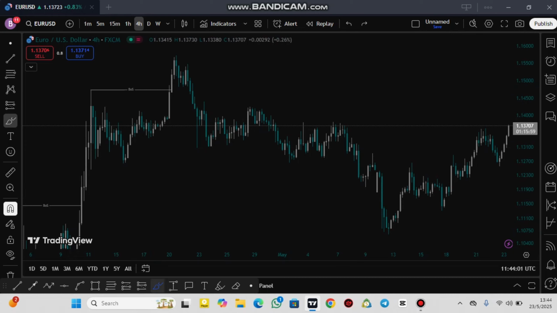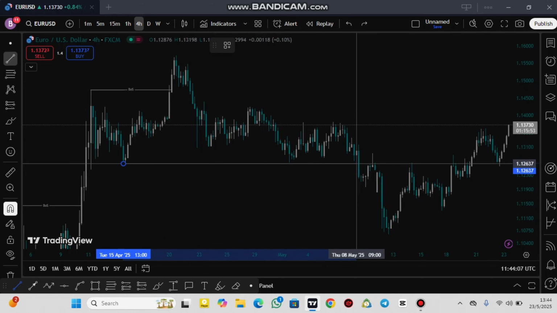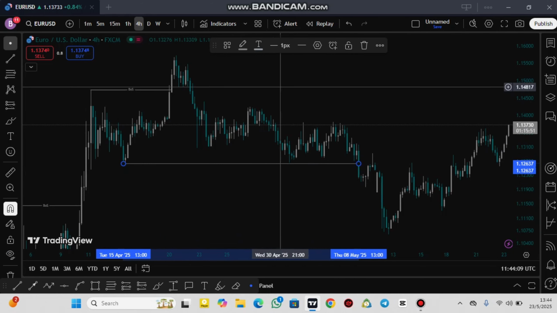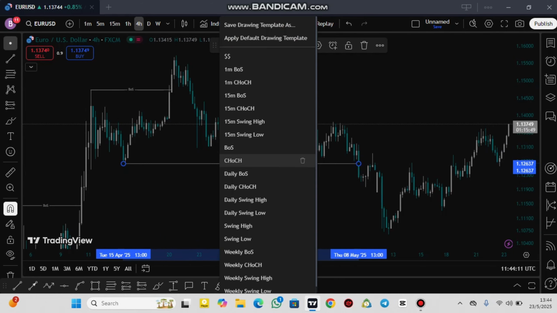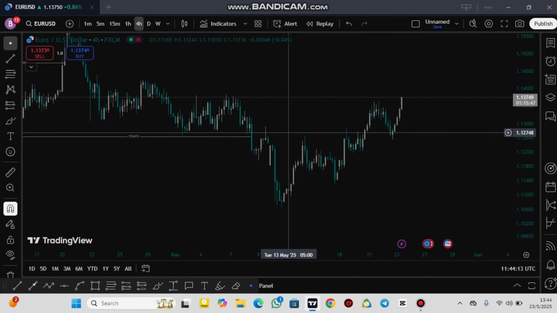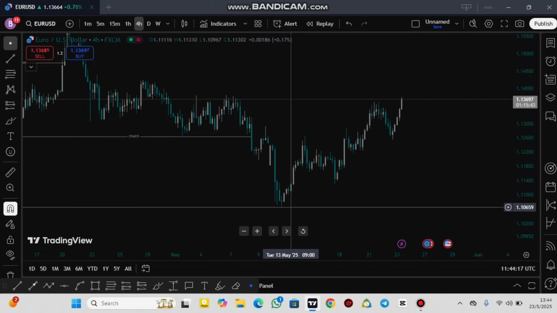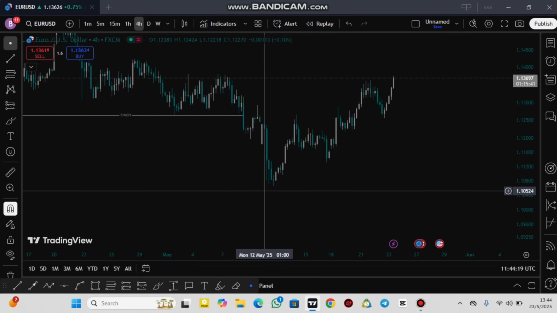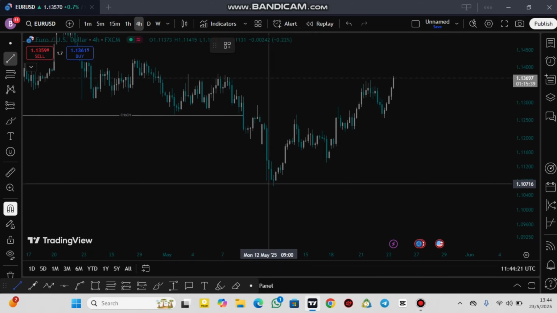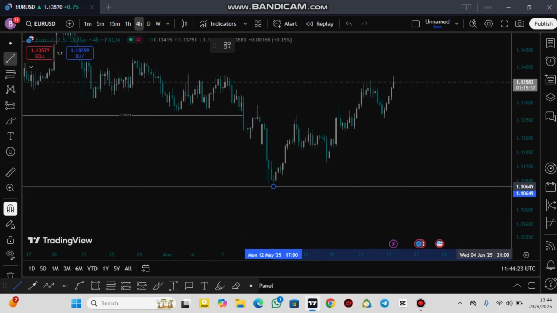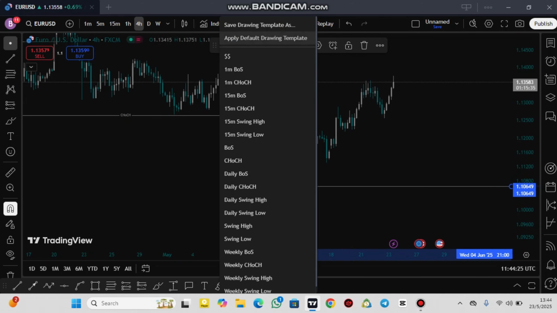Okay, so that concludes to be a change of character here. Okay, change of character there. A change of character, and then no pullback here, but then the pullback starts at this lowest point. So this is our lower low. This is our swing low, like we said in the previous video. It's our swing low, right?